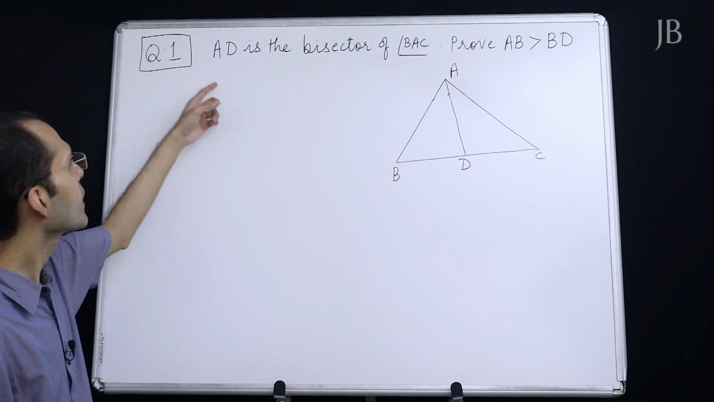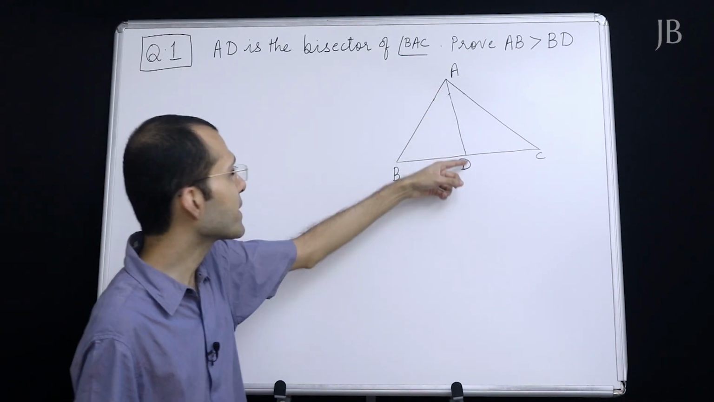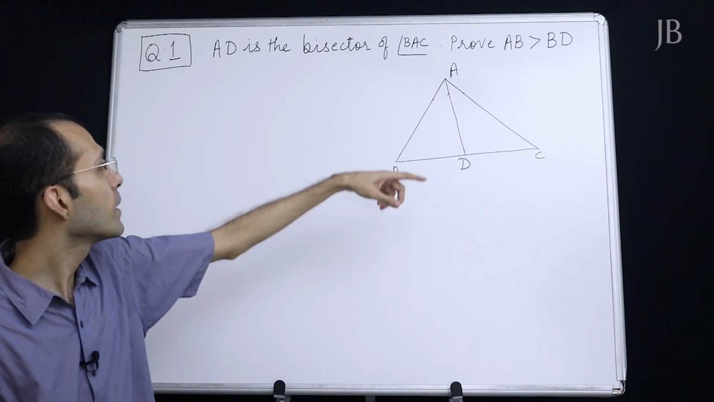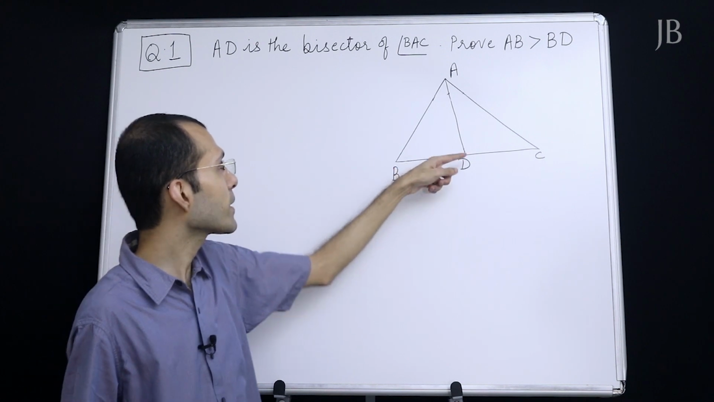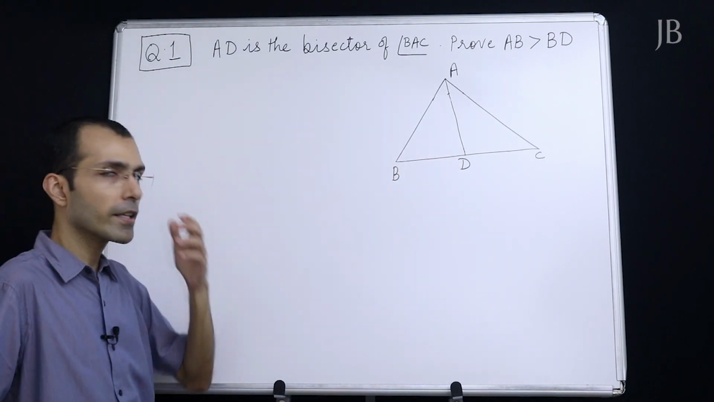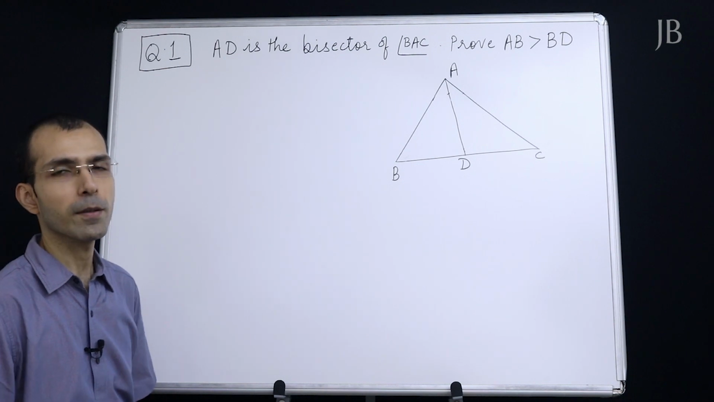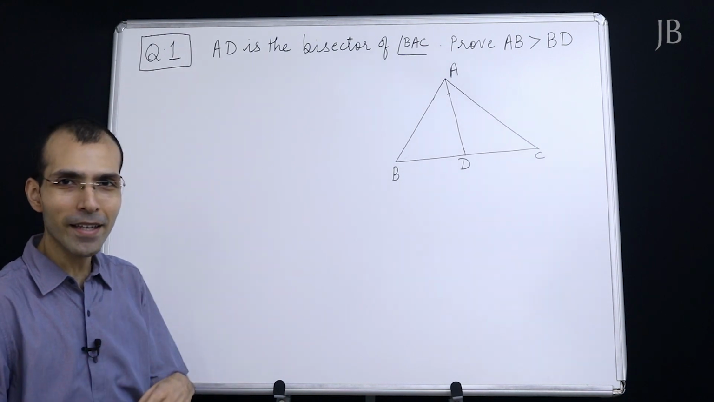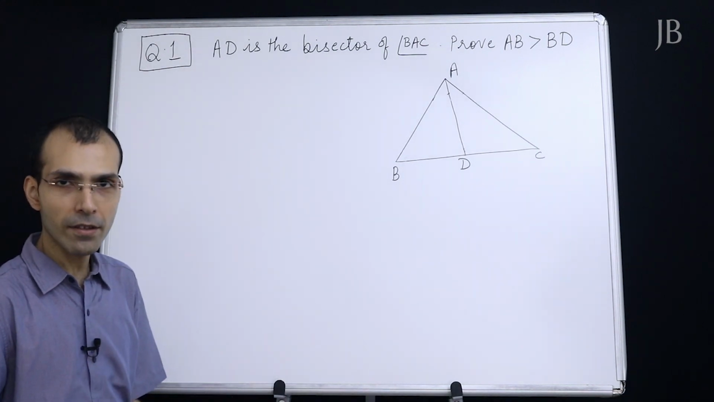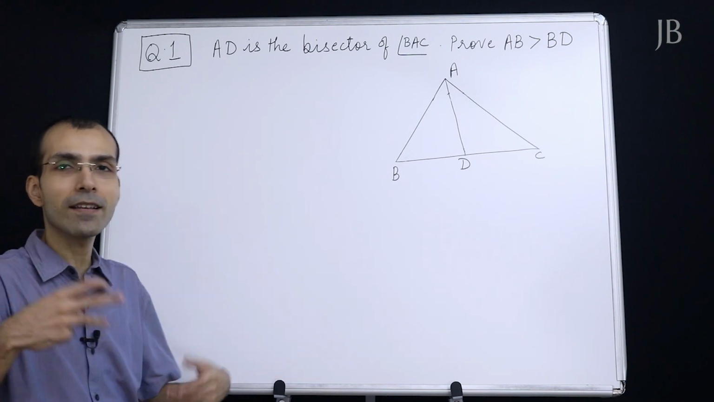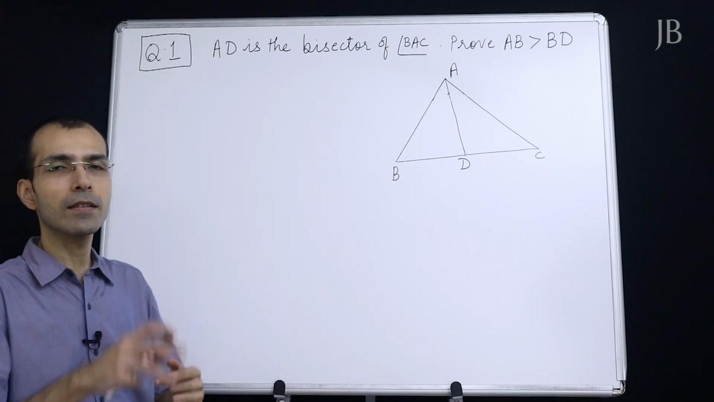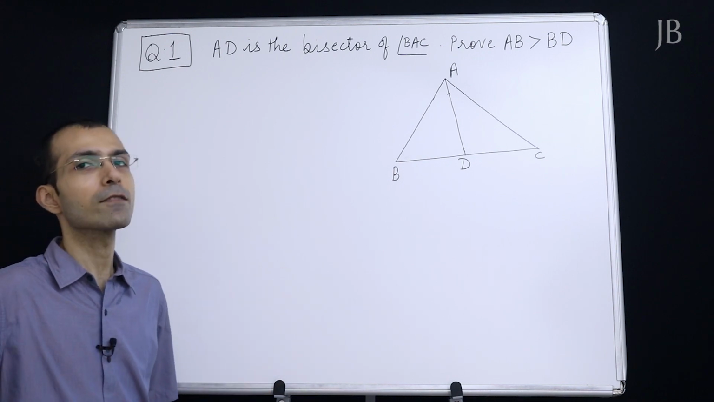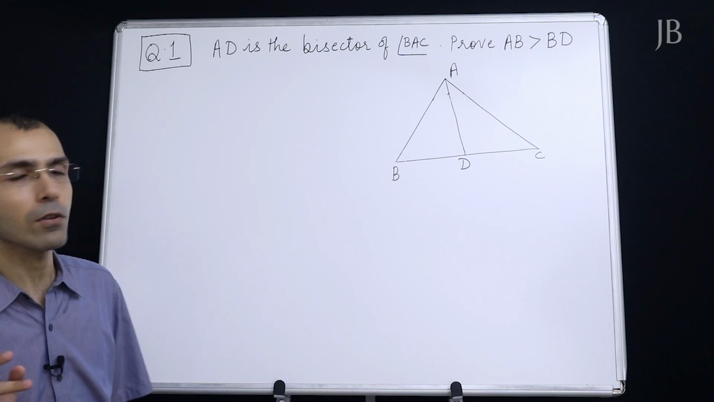Question 1. AD is the bisector of angle BAC. Prove AB greater than BD. Now see here, whatever three concepts you have studied are of course very important, but over and above you will have to know the basic geometry concepts like linear pair, sum of the angles of a triangle is 180, then vertically opposite angles are equal. If lines are parallel, then alternate angles are equal, corresponding angles are equal, co-interior angles are supplementary, and so on. The knowledge of that is also essential.